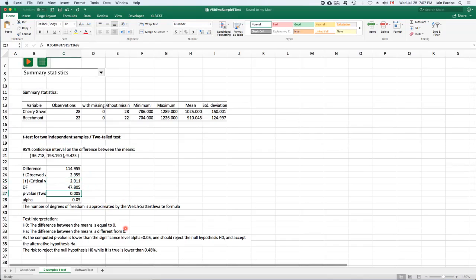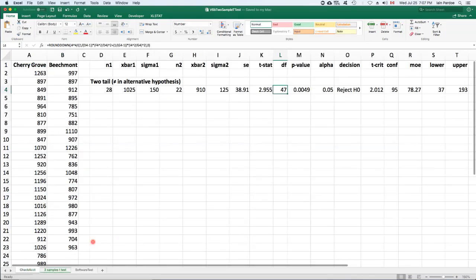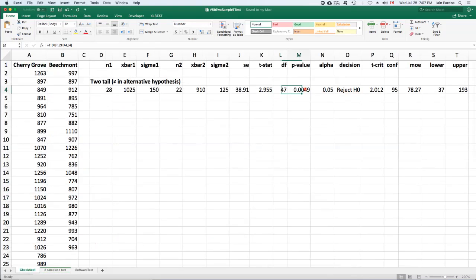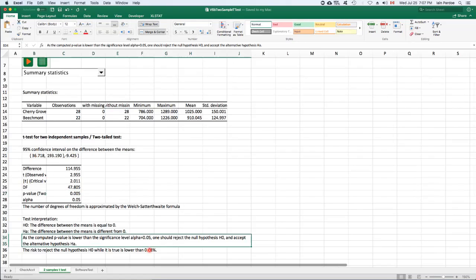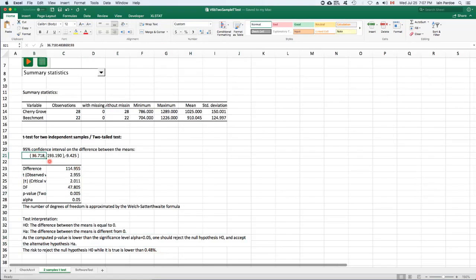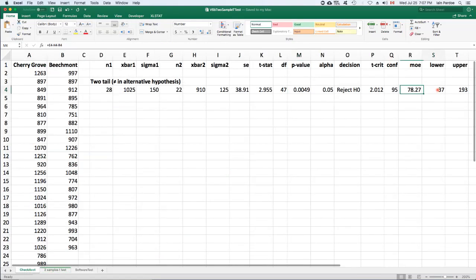But then the p-value for the test, 0.005, and what did we get? Yeah, 0.005, same thing. And then let's see the confidence, and same decision, right? As the computed p-value is less than the significance level, 0.05, we should reject the null hypothesis. And then the confidence interval they got was, let's round that to the nearest whole number, 37 up to 193. And that's what we got too.